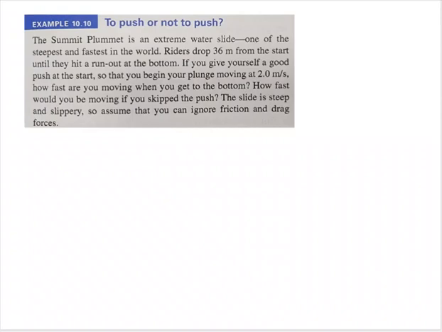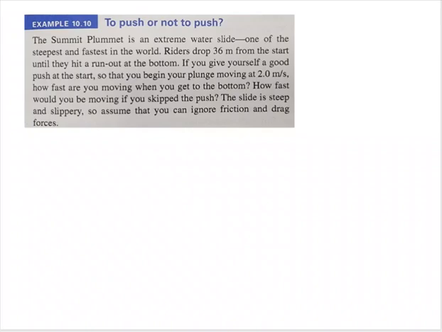The Summit Plummet is an extreme water slide, one of the steepest and fastest in the world. So you go up 36 meters from the start until you hit a run out at the bottom. So you're up 36 meters, and basically all you do is drop on the slide. It's almost like free fall, or it might even be free fall. I don't know what this one actually is. But if you give yourself a good push at the start, so you begin your plunge moving at 2 meters per second, how fast are you moving when you get to the bottom is the question.